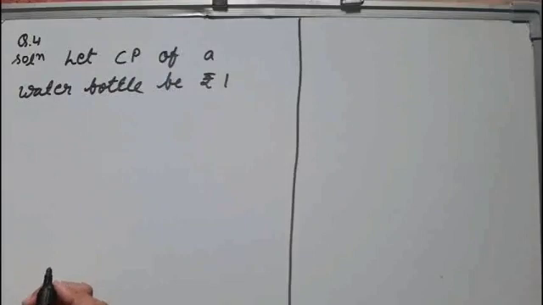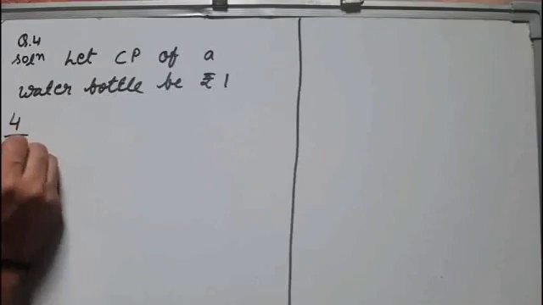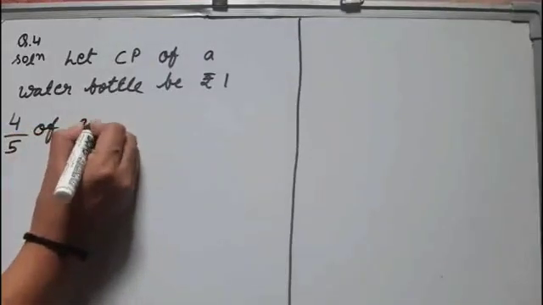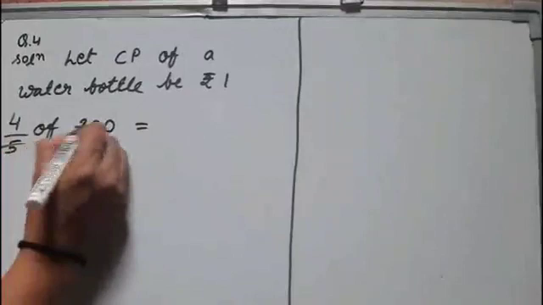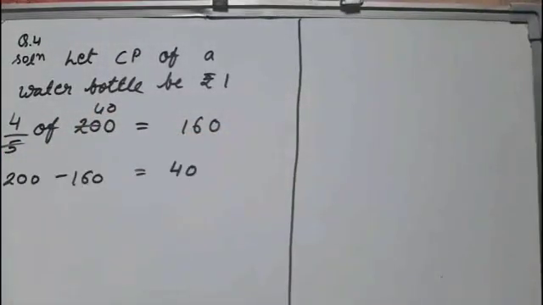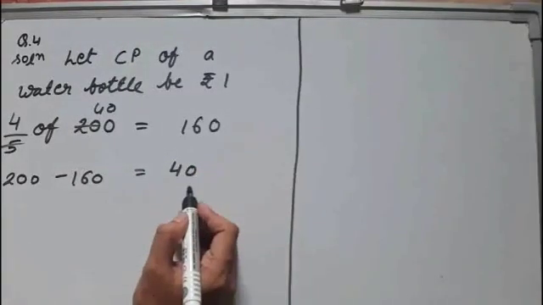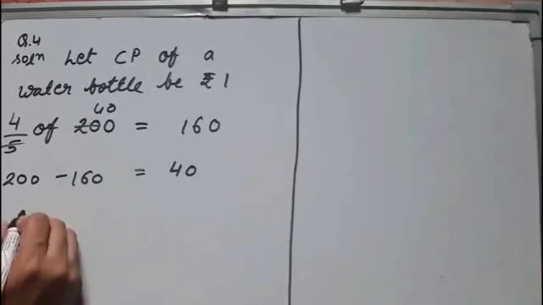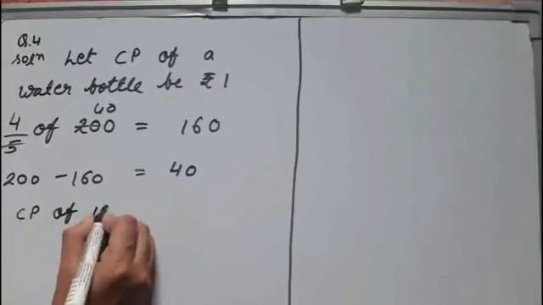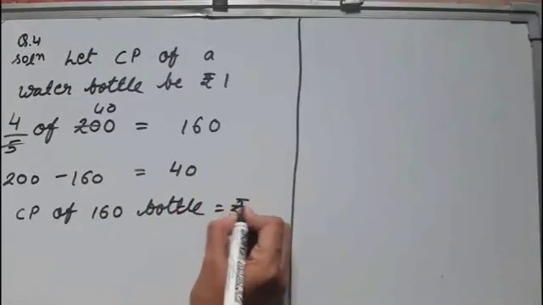Now, according to the question, 4/5 of 200. So, how many bottles are there? 160. 160 are sold at profit of 15%, and remaining means 40 are sold at 10% profit. So, what is the CP of 160 bottles? Rupees 160.